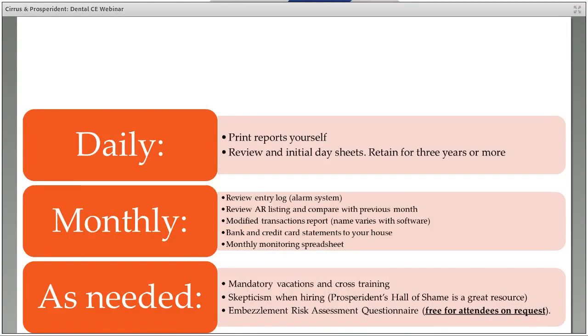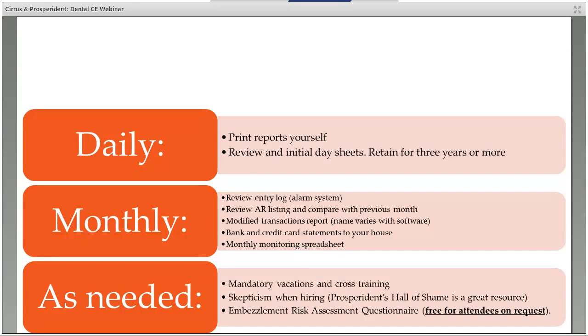So I'm going to give you a list of things that I think you should do daily, monthly, and sometimes. And the first one is really simple. Those reports that you look at the end of the day, and there should be a couple, but the biggest one is called in various software a day-end report, or sometimes a day sheet, that shows the total of your fees today and your collections, and of course the collections should add up to the bank deposit.